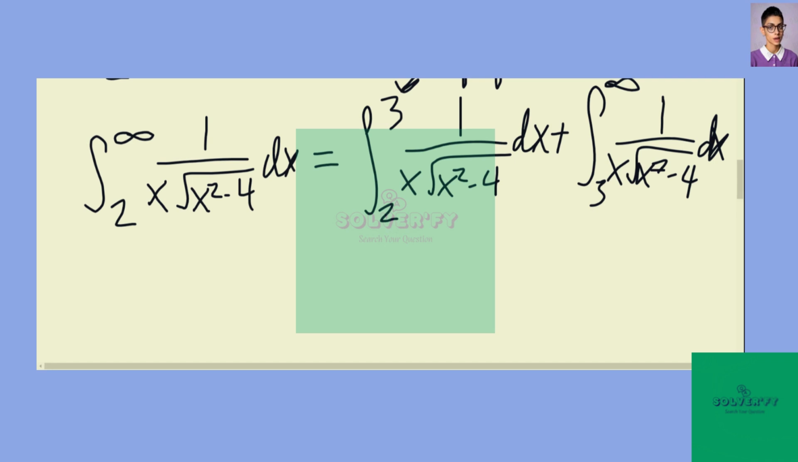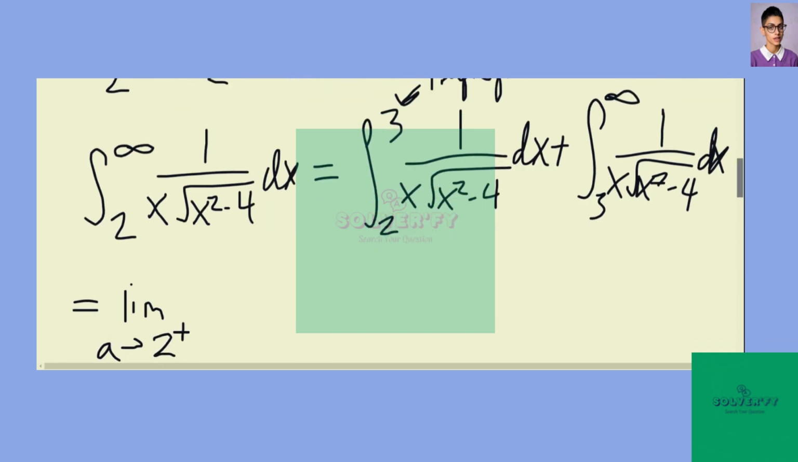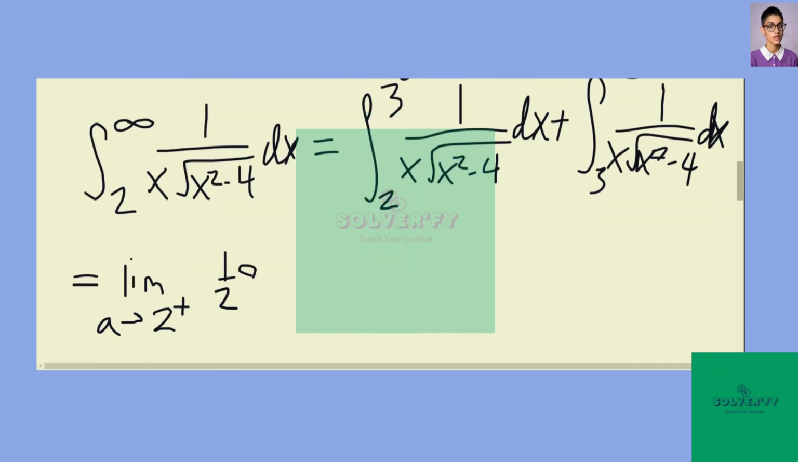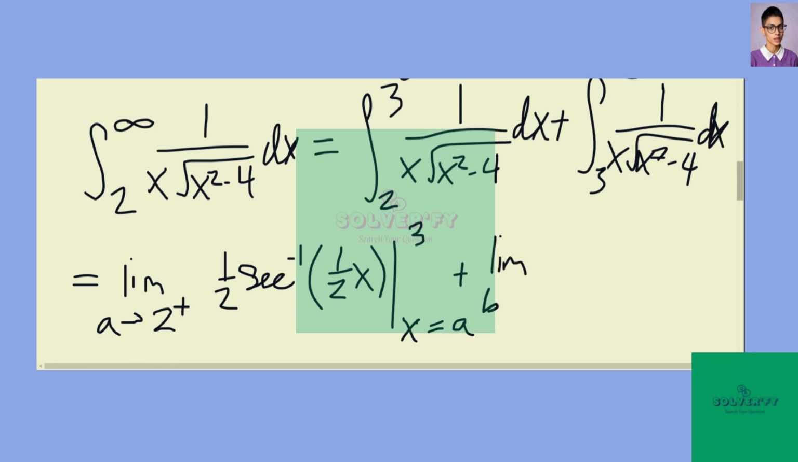So, to evaluate, we'll write these as the limit as a approaches 2 from the right of the integral, which we know the antiderivative is now 1/2 inverse secant of 1/2 of x evaluated from x equals a to 3, plus the limit as b approaches positive infinity of, again, our antiderivative 1/2 inverse secant of 1/2 x from x equals 3 to b.